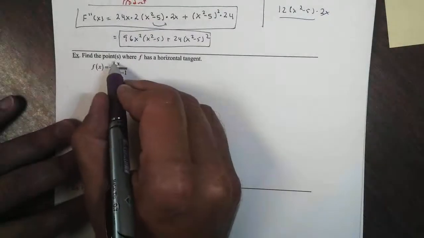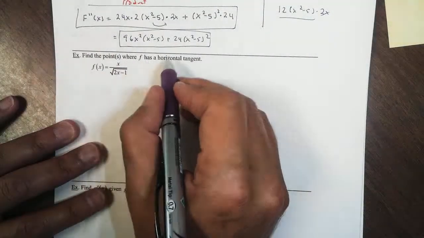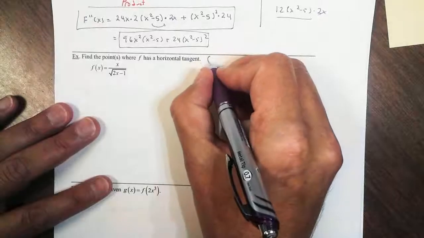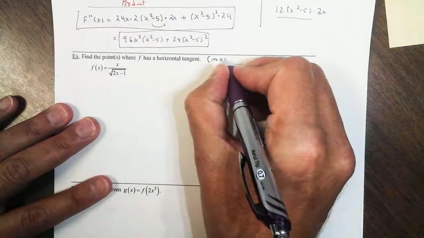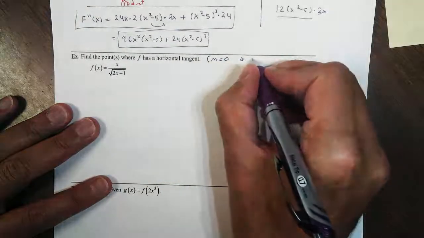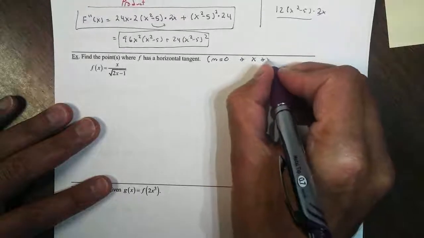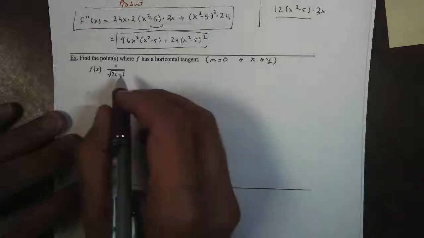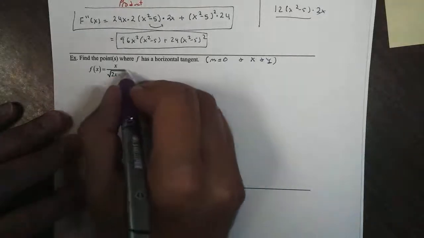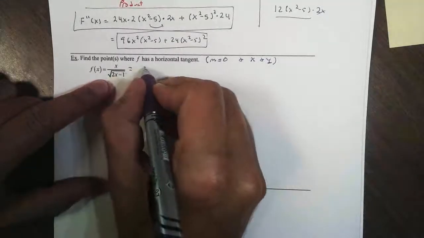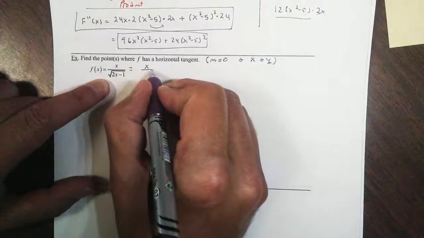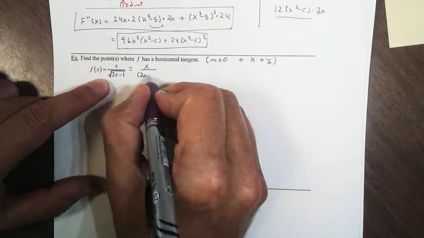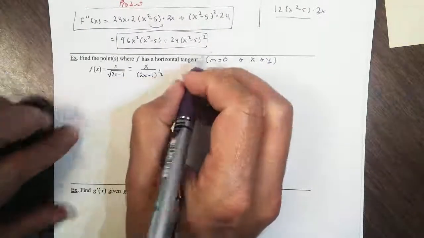All right, here's the hardest one there is. This is the hardest question you will get. Find the points where a function has a horizontal tangent. Couple things here. One, we're looking for the slope equal to 0, and we need x and y. The y value is the part that comes at the end. So we know we're going to have to take the derivative. I don't like that radical there at the bottom, so I rewrite this as (2x minus 1) to the 1/2.